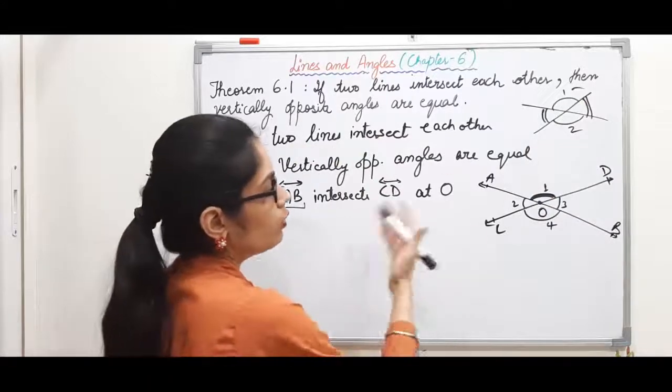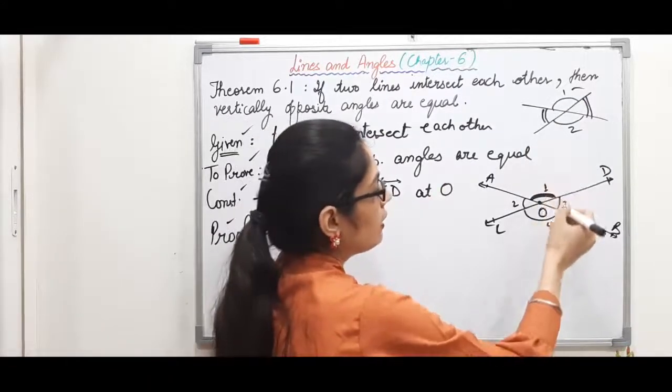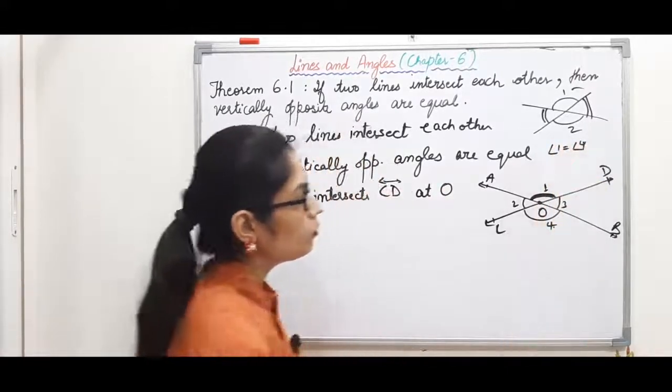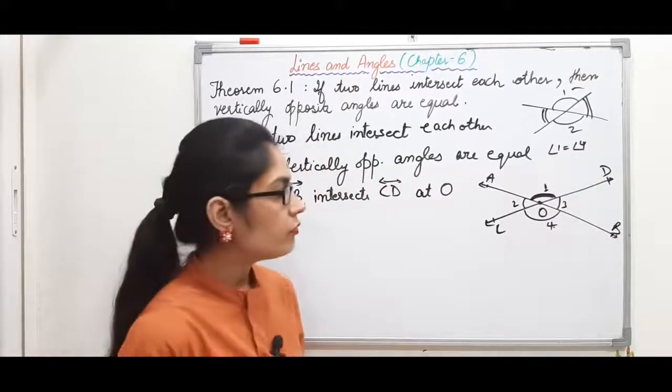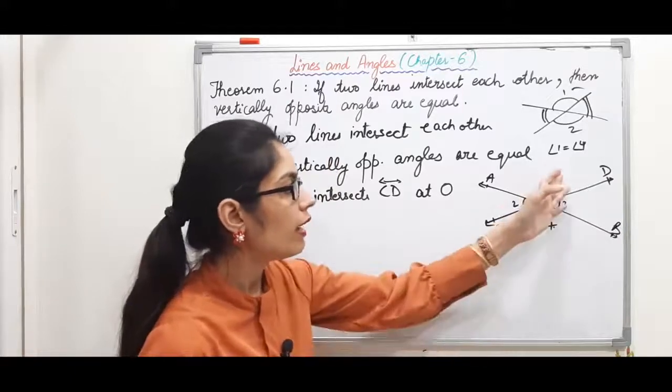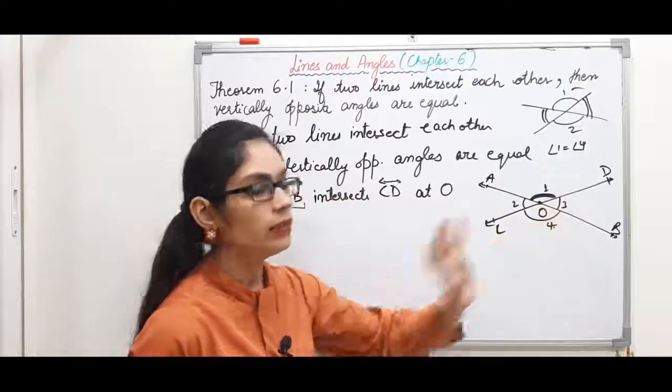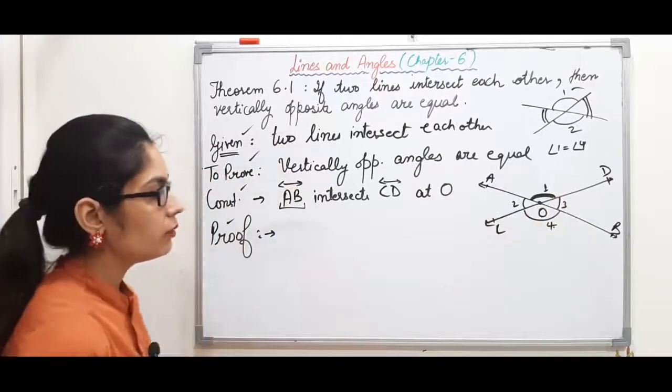So what do you have to prove? That angle 1 is equal to angle 4. We can prove just one, only one is sufficient. Either you can prove angle 1 is equal to angle 4, or you can prove angle 2 is equal to angle 3, because one is sufficient. So let's start.